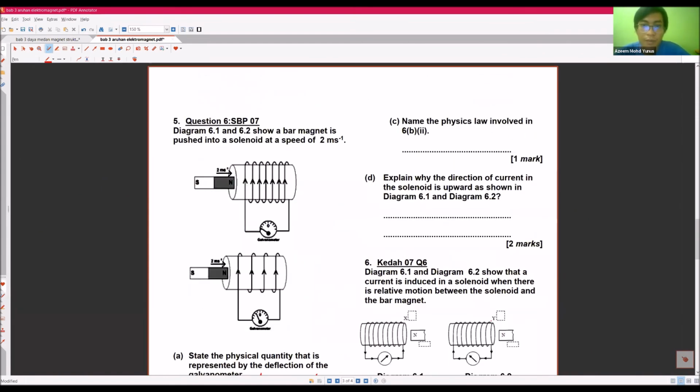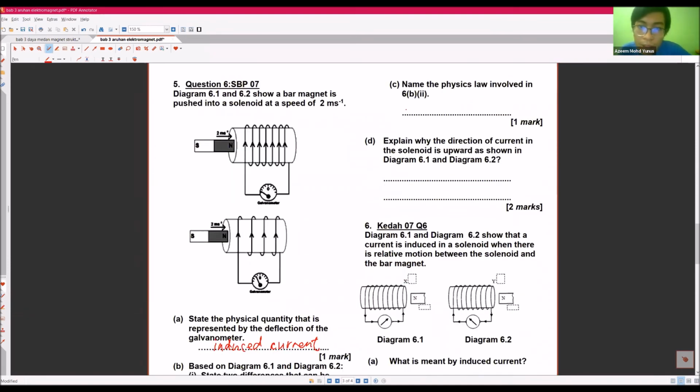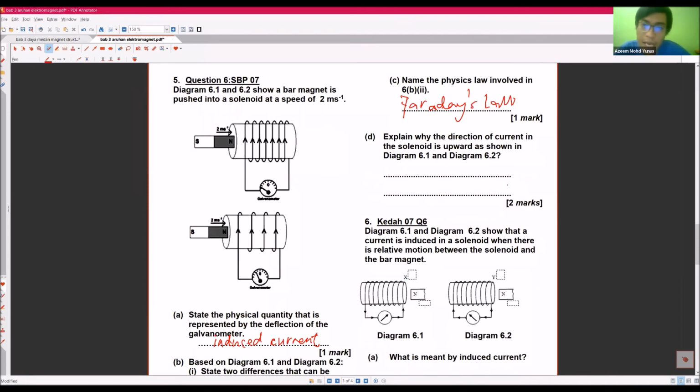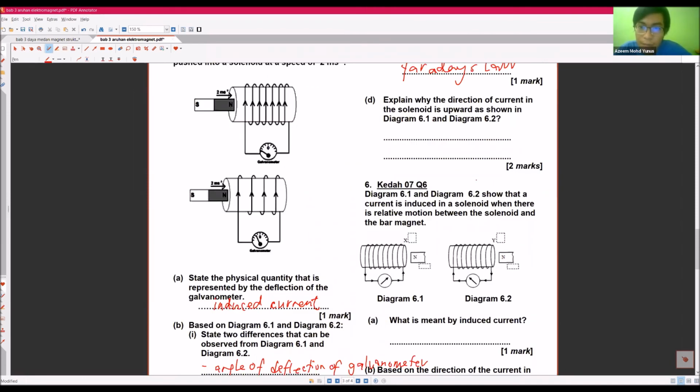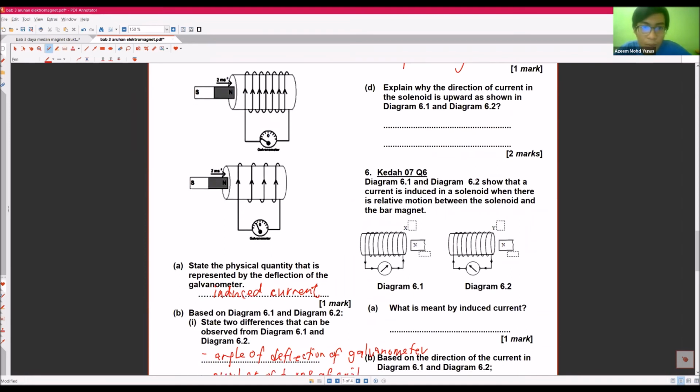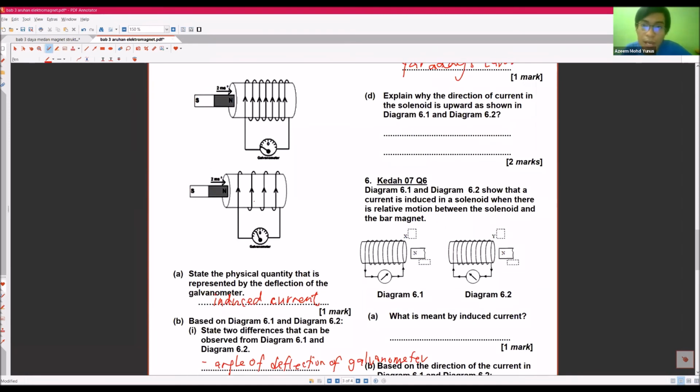Name the physics law involved in 6b2. So Faraday's law involves the magnitude of induced current. Lenz's law is the direction of induced current. Explain why the direction of the current in the solenoid is upward, as shown in diagram 6.1 and 6.2. So why upwards? Due to Lenz's law. The north pole is on the left of the solenoid, because it must be the same pole.